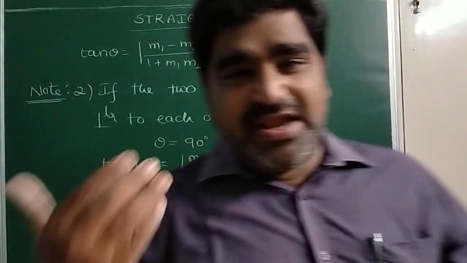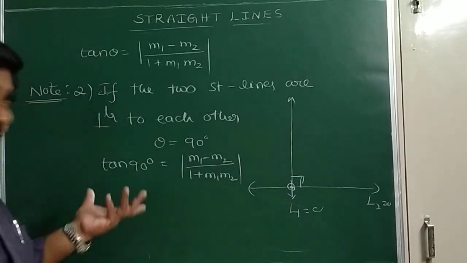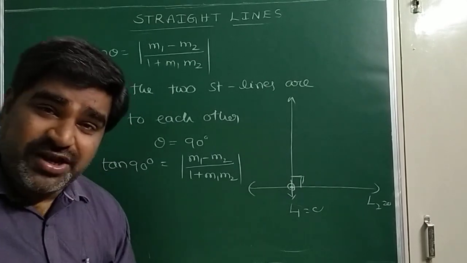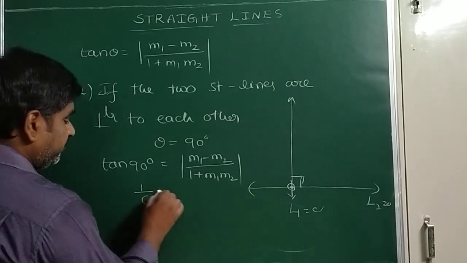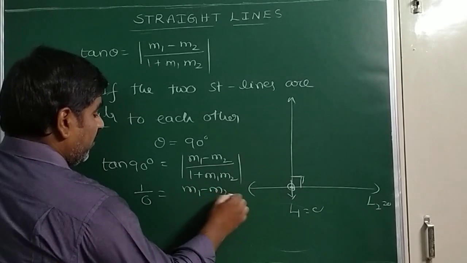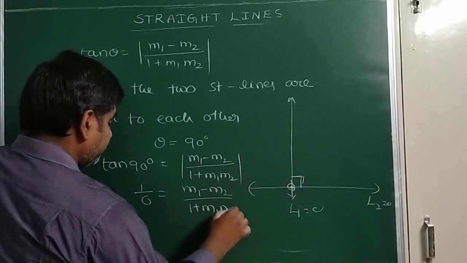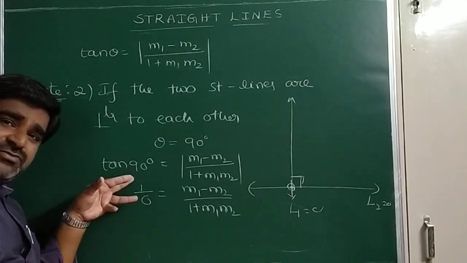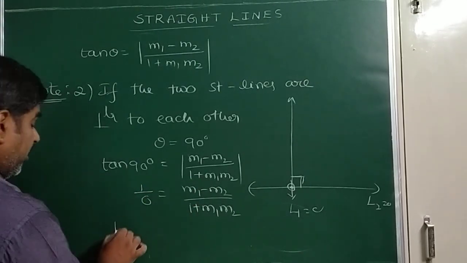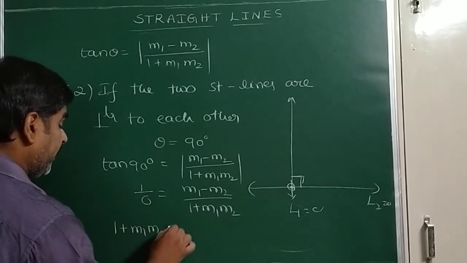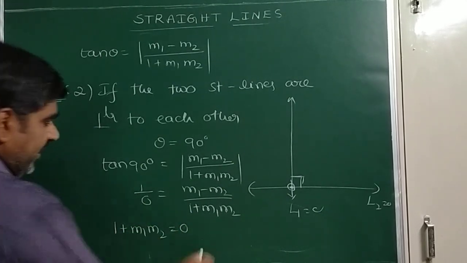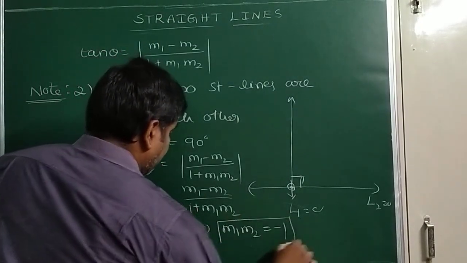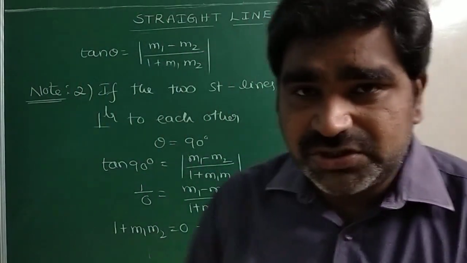So not defined means you can write 1 by infinity. So infinity can be written as 1 by 0 or 2 by 0 or 3 by 0, whatever it may be. Something by 0 is called infinity. So I wrote 1 by 0 equals (m1 minus m2) by (1 plus m1 m2). Again, apply cross multiplication. So 1 plus m1 m2 into 1 is equal to 0. Therefore 1 plus m1 into m2 is equal to 0. From that, m1 into m2 is equal to minus 1.